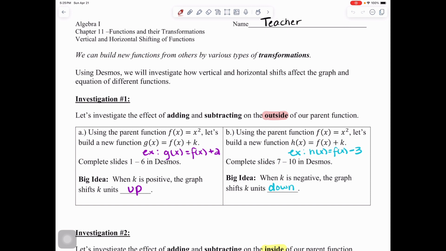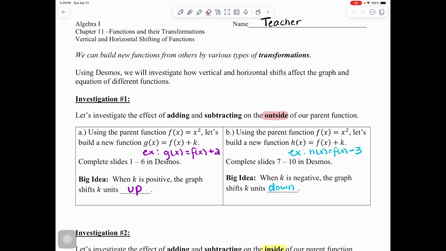So if you have not completed the vertical and horizontal shifting of functions Desmos, please stop this video, go to Google Classroom and complete your assignment, then come back here to check your answers to the investigation before moving on with me. If you did complete your Desmos already, that means you're ready to go over the answers.